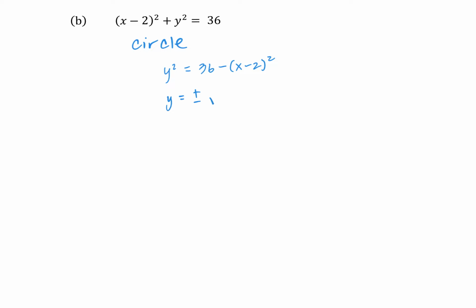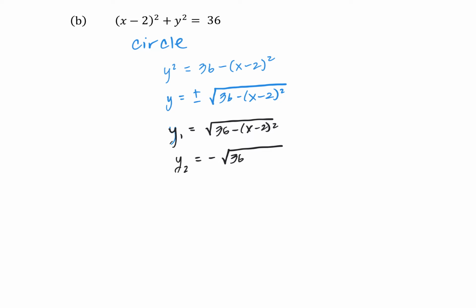Don't forget the plus minus. So we're going to square root all of this, 36 minus x minus 2 squared. And then we would have y1 equal to the positive square root of 36 minus x minus 2 squared. And then the other function would be the negative. And that's it. That's how you get your two functions, is you do the plus minus, and then you'll have a plus and a minus function.